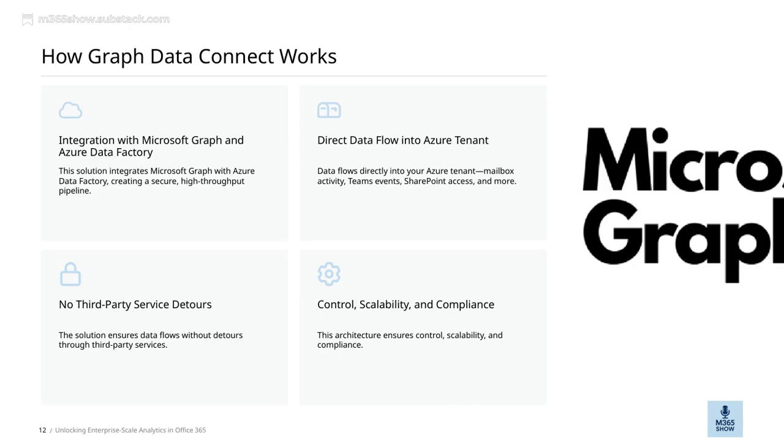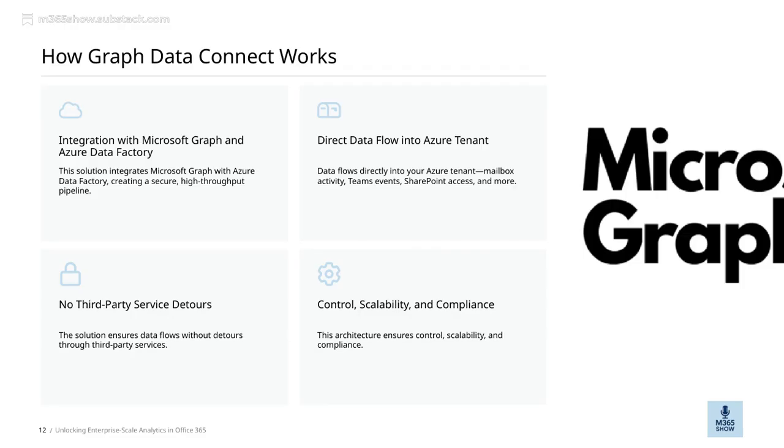Office 365. This architecture is designed to ensure that your data management is secure, scalable, and compliant with your organizational policies. One of the key aspects here is control, making sure that data flows smoothly without unnecessary detours. This means data moves directly from your Office 365 environment into your Azure tenant, without passing through third-party services that could introduce delays or security concerns.